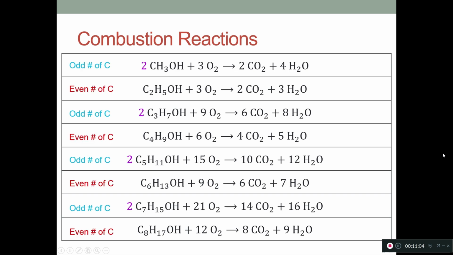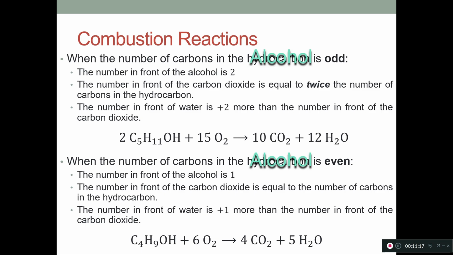And so now we see that it's actually the opposite of what we had for the hydrocarbons. When the number of carbons is odd, now we have the 2 in front of it, rather than having it be for the even. And so in general, what we see is that when the number of carbons in the hydrocarbon is odd, the number in front of the alcohol is 2, and when it's even, the number in front of the alcohol is 1.